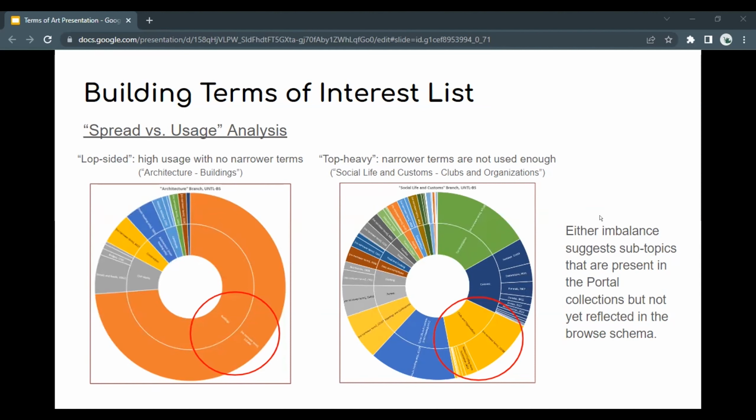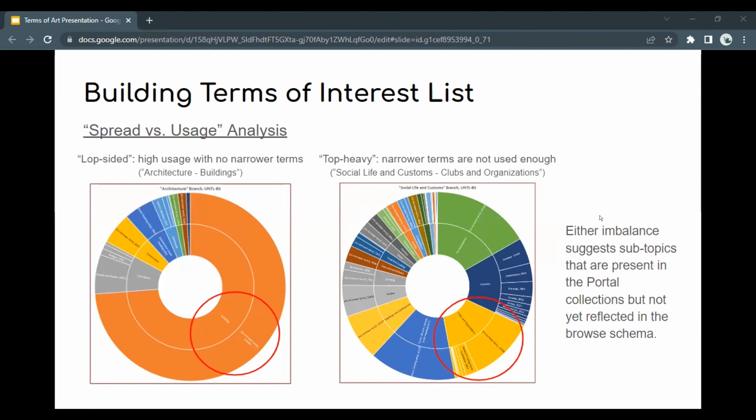This term has 20 narrower terms under it, but each of those 20 terms receive far less uses on the portal than the broader term does. And so branches and sub-branches of the schema that exhibited one or both of these kinds of imbalances, I thought merited further examination, because both of those patterns suggest that there may be additional subtopics that are prevalent within the portal's collections, but aren't yet reflected in the browse schema.